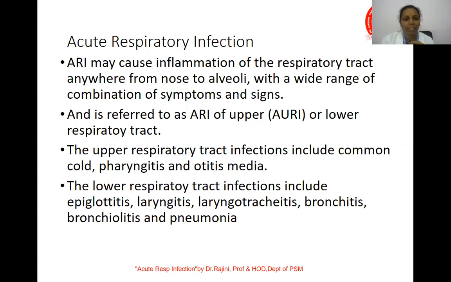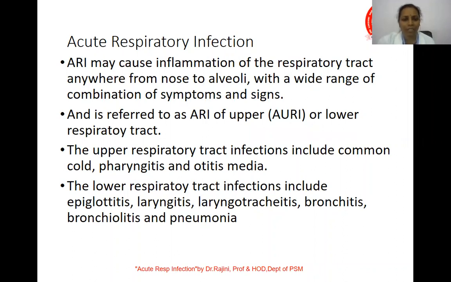Acute respiratory tract infection, so you all know. ARI may cause inflammation of the respiratory tract anywhere from the nose to the alveoli, with a wide range of combinations of symptoms and signs. You all know. What are the main signs and symptoms of acute respiratory tract infection?